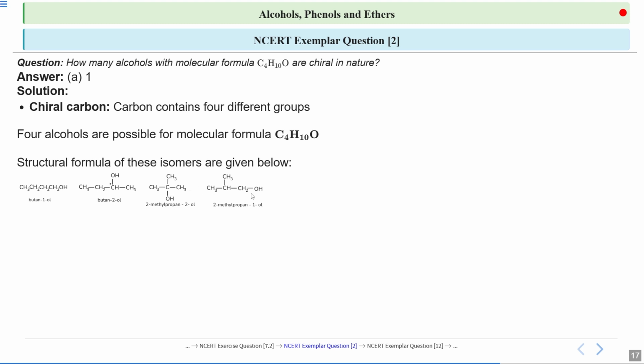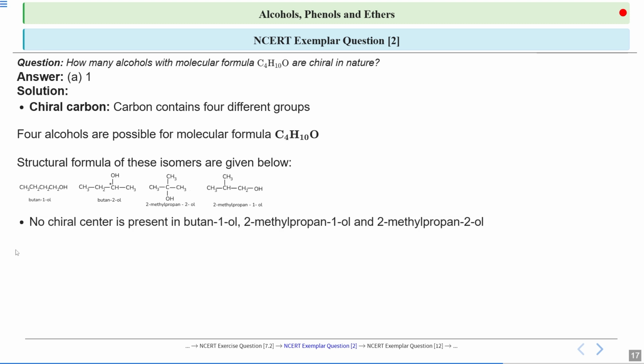And then we get 2-methyl propane 1-ol. That means the hydroxyl is at the very first carbon, but a methyl is substituted at the second carbon. So you get these 4 different isomers having the molecular formula C4H10O. Now from these 4 isomers, you have to select the alcohol which is chiral in nature, which contains a carbon having 4 different groups attached to it.